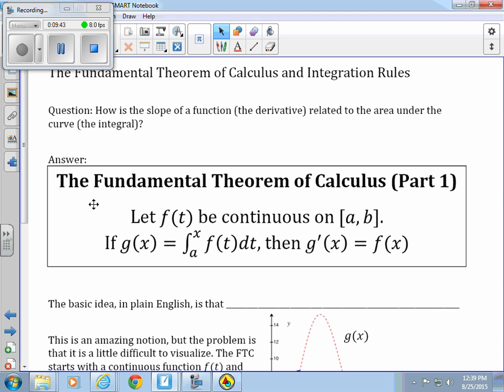If g of x is the integral, the area from some constant a, so from some value a, to the variable x. So say you're going from 0 to x, that x being the variable. Then the derivative of the integral is f of x. That technically means that an integral is an antiderivative.